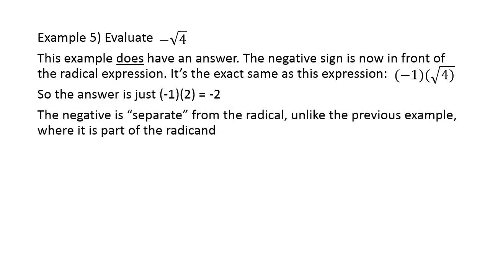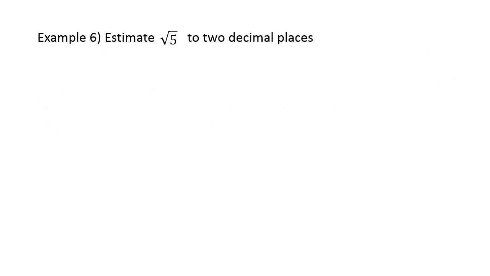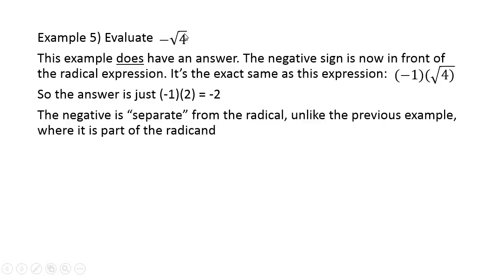The negative is separate from the radical, unlike the previous example, where it is part of the radicand sign. So again, that negative is in front of the radical there. It's separate from it, so think of that as a -1 in front of the square root of 4, so you can simplify it like this.